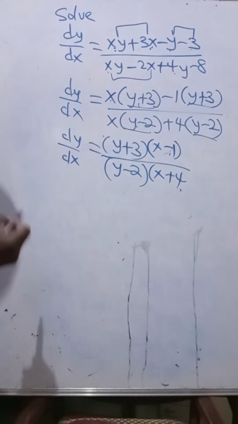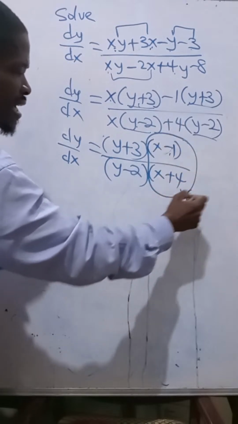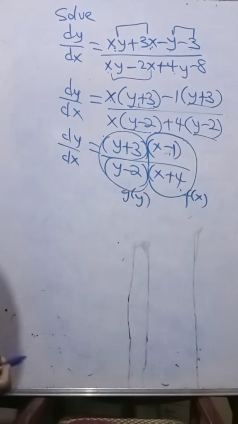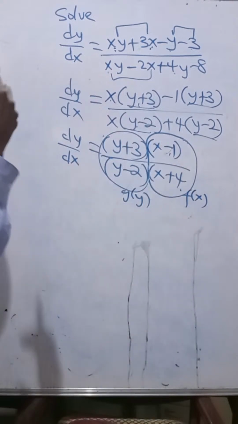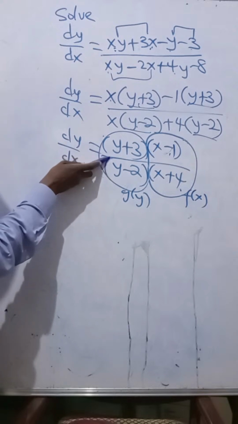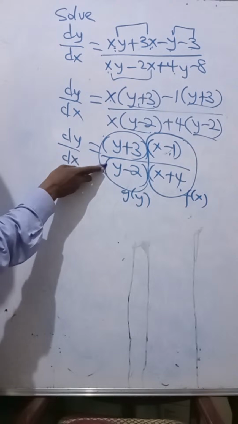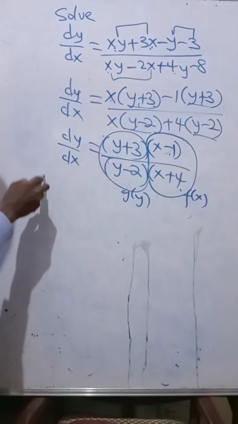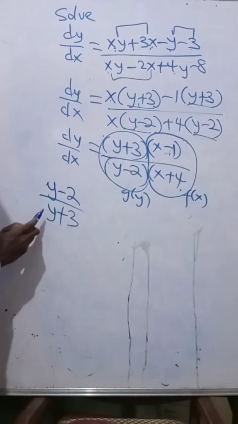Then you now realize that you're having 2 functions. You have f of x, you have g of y. Okay, and this calls for what? This calls for us to separate the variables, and the g of y is a fraction. So you are dividing both sides by this fraction. Okay, so by the time this one leaves this place, it's going to flip upside down, and that will be this by what? Y plus 3. I'm going to explain this one further.